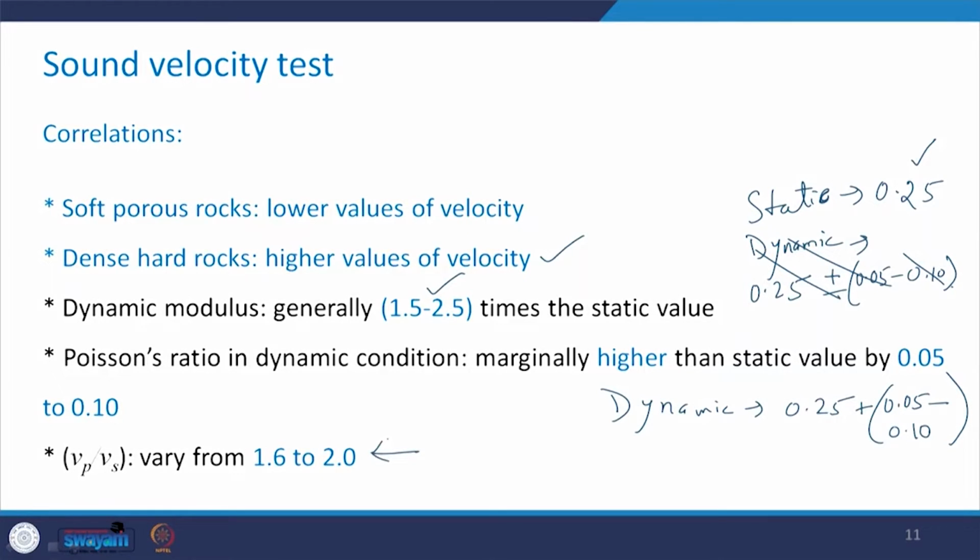So, this was all about the sound velocity test. We have seen how this can be conducted and how the results of this test can be used to determine the UCS of the rocks and the dynamic elastic constants for the rocks. Now, coming to the next test, which is the Slake durability test.